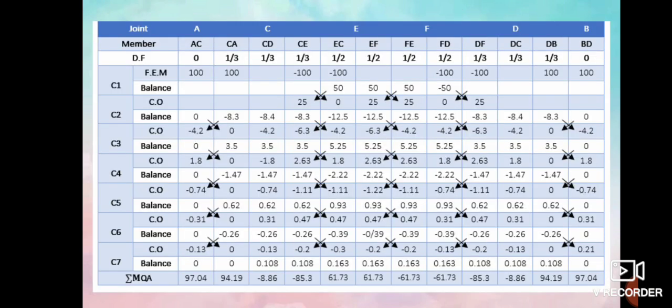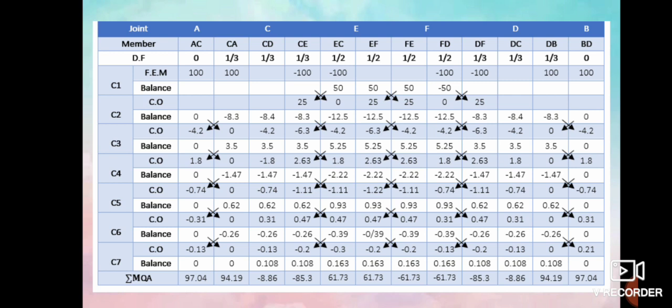Now, we have our table here. For the joints A, C, E, F, D, B, we have the members: for A, we have AC and CA. For C, the members are CD, CE, EC, and so forth for each joint: EF, FE, FD, DF, DC, DB, and BD.